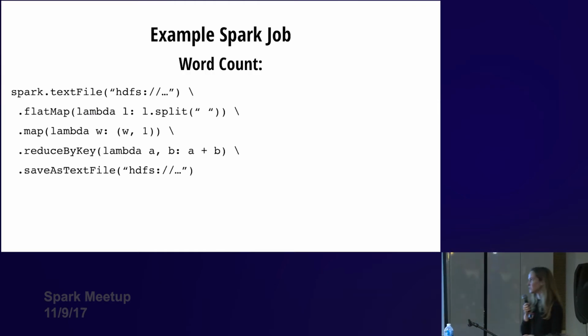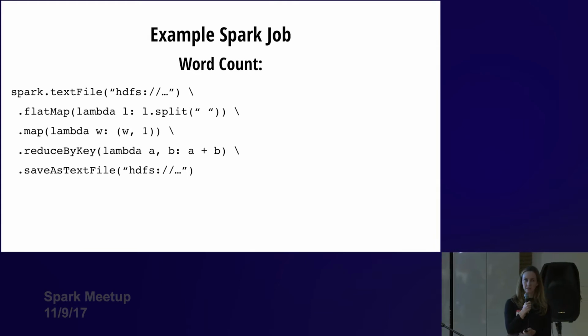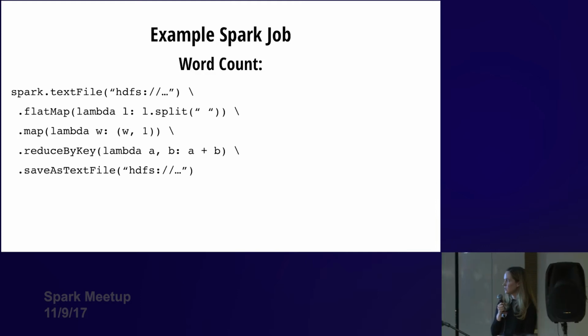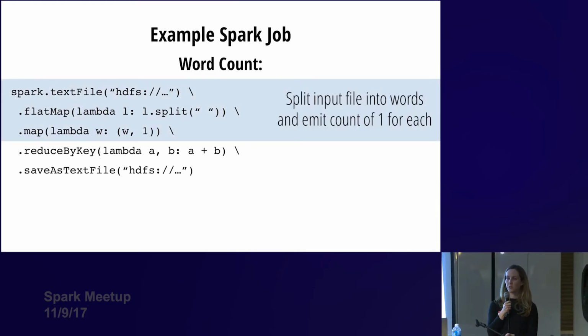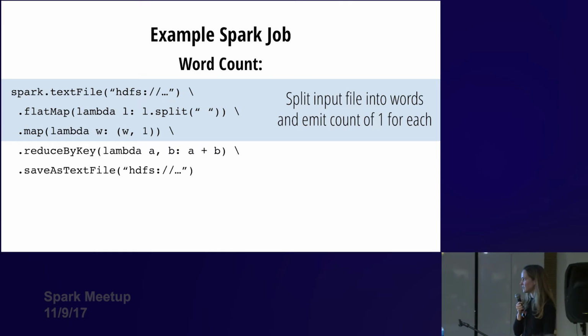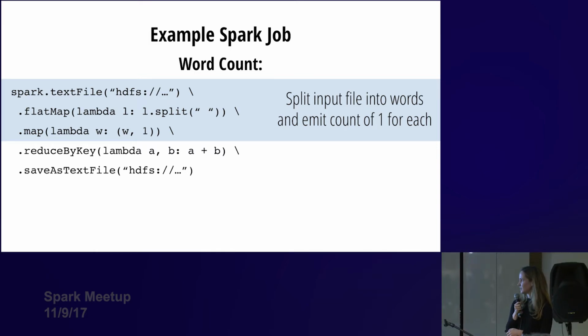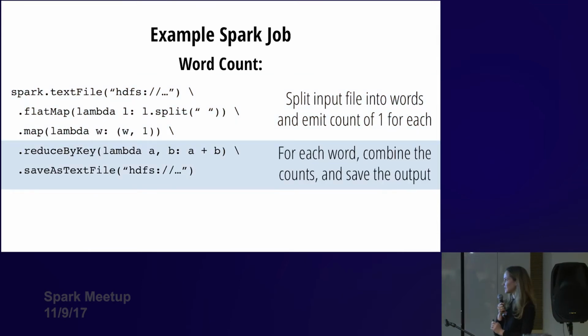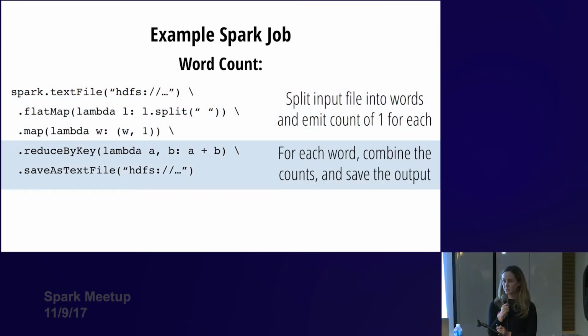And to do that, I'll start with this example Spark word count job, which probably everyone in the audience has seen a job written somewhat like this. This is written in Spark's Python API. So this job has two parts. The first part of the job is reading in a file from HDFS and splitting it into a bunch of words, then emitting a count of 1 for each of those words. And then the second part is combining all of the counts and saving the output.